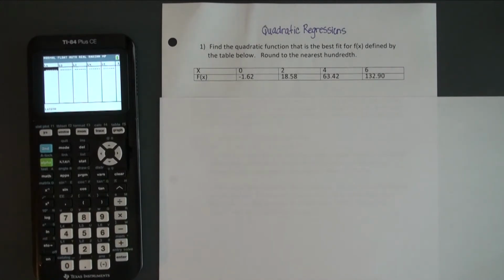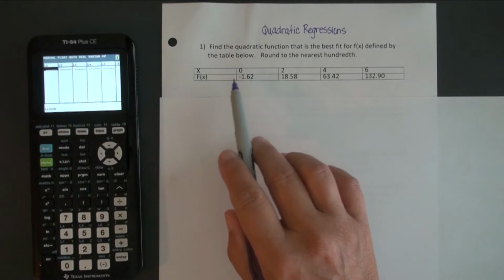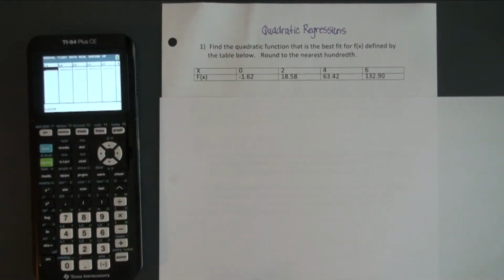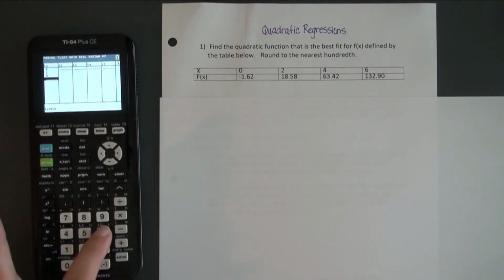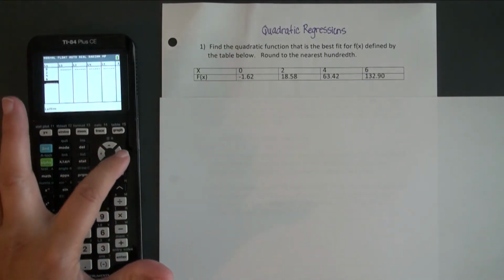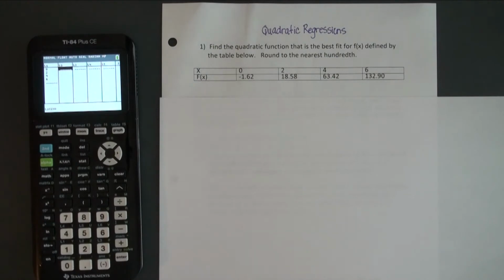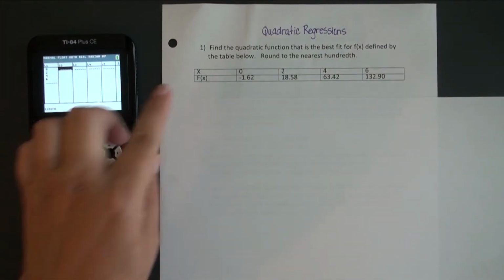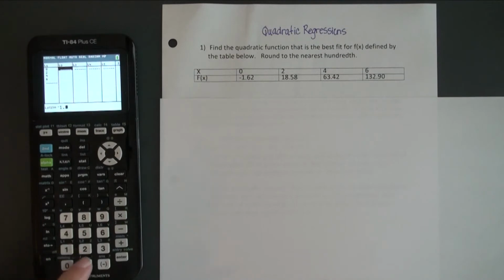Okay, for list 1, I'm going to put in the values for x: 0, 2, 4, 6. And for list 2, I'm going to put in the values for f of x, or y, which are minus 1.62, 18.58, 63.42, and 132.90.